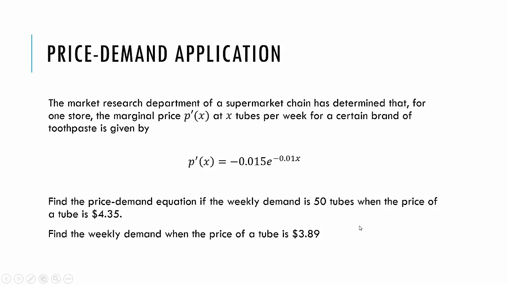Let's look at an actual application. It says the market research department of a supermarket chain has determined that for one store, the marginal price at x tubes per week for a certain brand of toothpaste is given by this. You can already see you're given the derivative, but it said marginal. So that's how you knew it was the derivative. Find the price demand equation. So in other words, I'm going backwards. I want to find the antiderivative. If the weekly demand is 50 tubes when the price of a tube is $4.35, then find the weekly demand when the price of a tube is $3.89.